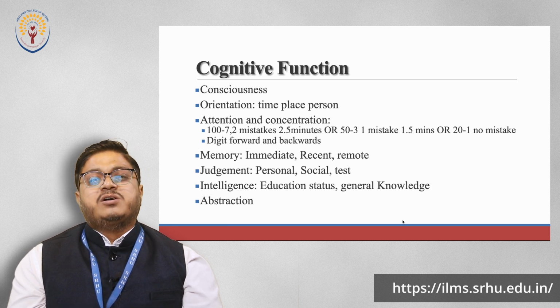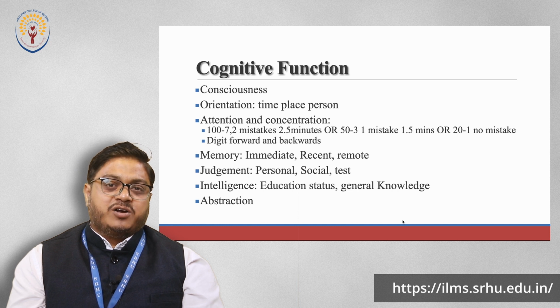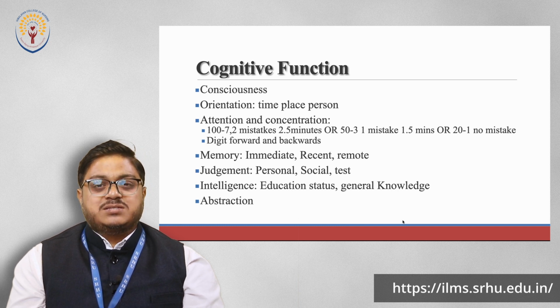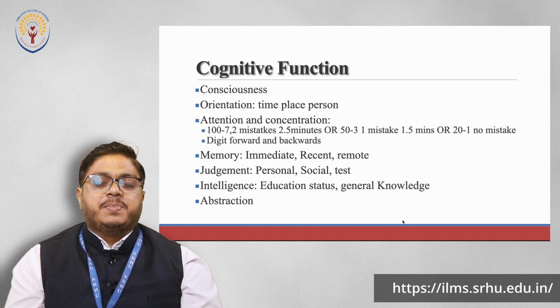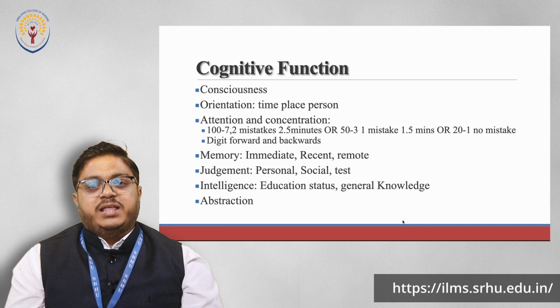Remote memory talks about distant memories, events that are way back in the past, such as birth dates, significant other dates, anniversary dates, when they passed their examination and all those. Recent memory talks about the past 24 hours. In the last 24 hours, what did they do? Yesterday, what did they do? And immediate memory, we test the immediate memory of that particular point in time. So that is memory.